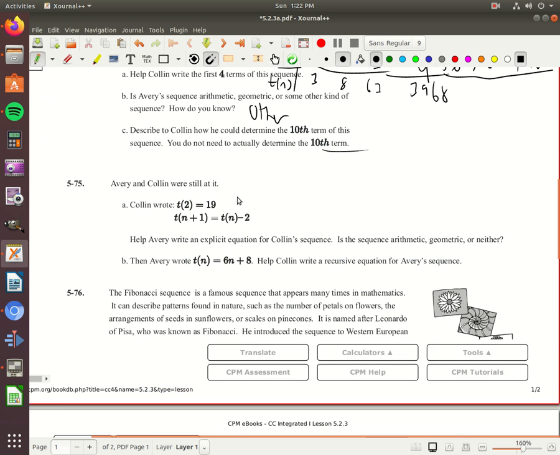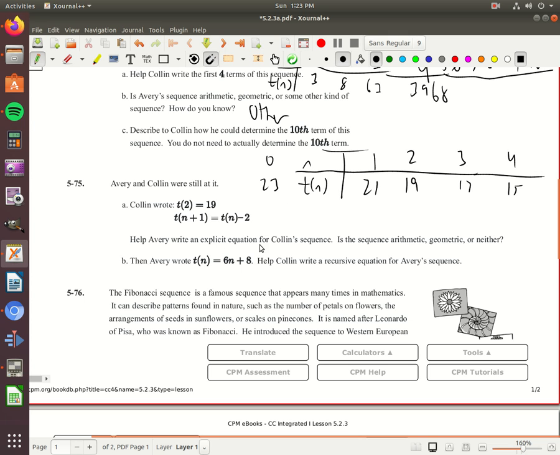All right, now Avery and Colin are still at it, so we're given this one. T of 2 equals 19. So again, I have n and I have t of n. I know that t of 2 is 19. And it's saying if you want the next term, which is 3, I take this term, 19, and I subtract 2 from it, so it would be 17. And if I want the fourth term, I'm going to take the output of the third term, which is 17, and subtract 2 and get 15. So you can see it obviously works backwards like this.